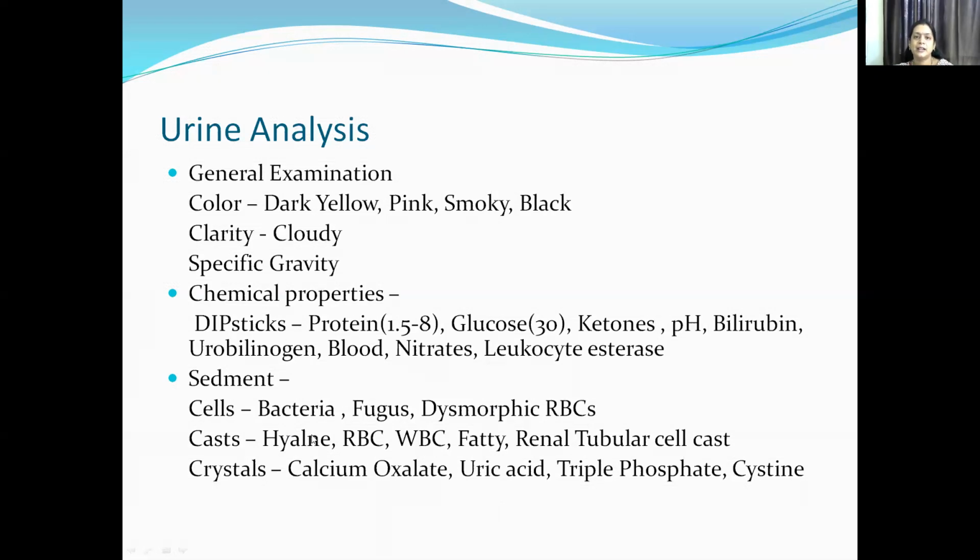Hyaline casts, I told you, are amorphous eosinophilic material, the result of protein present in the kidney. Then RBC casts, WBC casts, fatty casts, renal tubular cell casts. Then crystals: calcium oxalates, usually seen with a vegan diet; uric acid, in gout; triple phosphate crystals, which form usually in alkaline urine; and cystinuria.